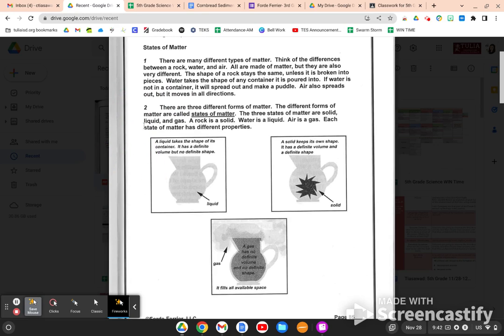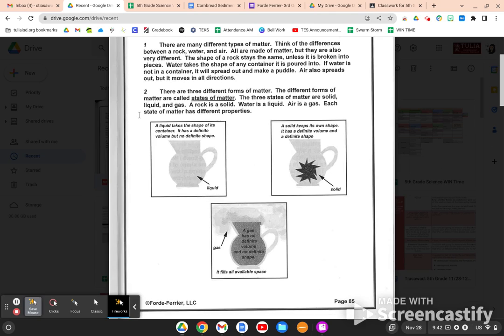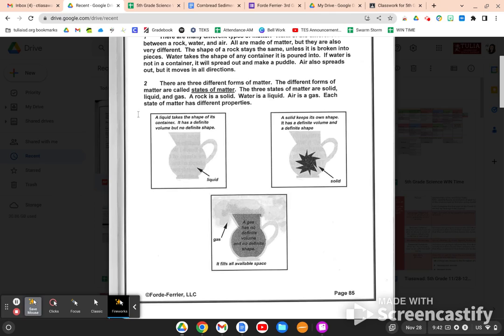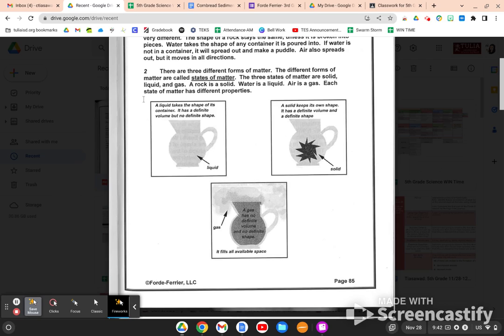Paragraph 2. There are 3 different forms of matter. The different forms of matter are called states of matter. The 3 states of matter are solid, liquid, and gas. A rock is a solid. Water is a liquid. Air is a gas. Each state of matter has different properties.